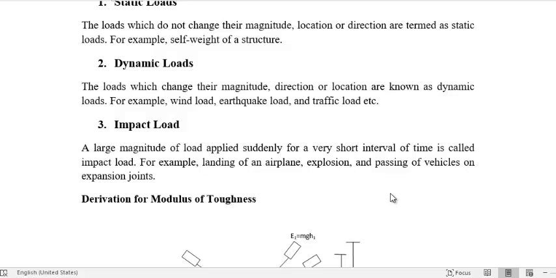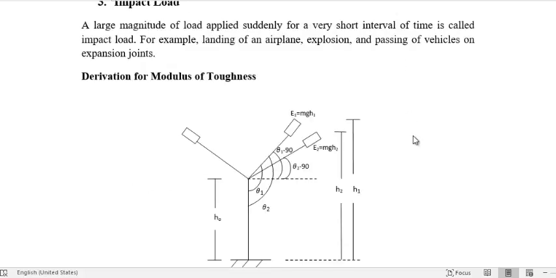So these examples show that civil engineering structures are subjected to impact loads, and that is why it is important for us to understand the behavior of civil engineering materials under the application of impact loads. So these were three different types of loads. Let's discuss the derivation for the formula of modulus of toughness.